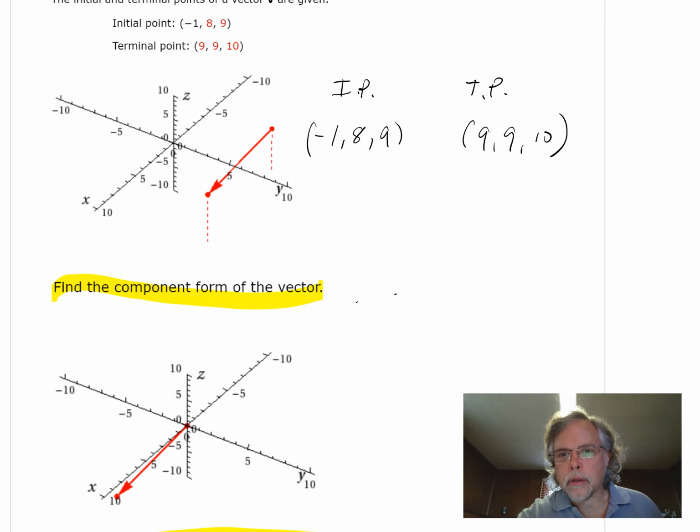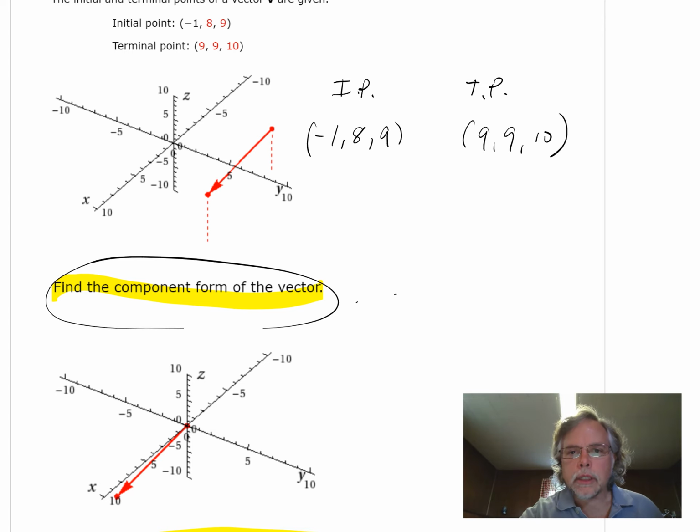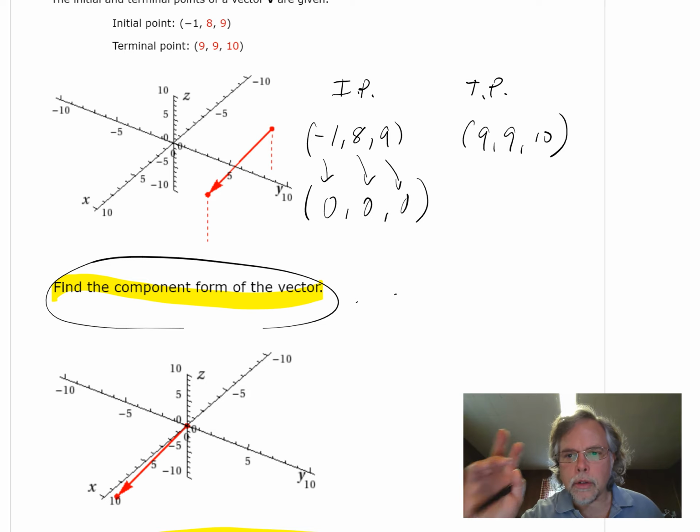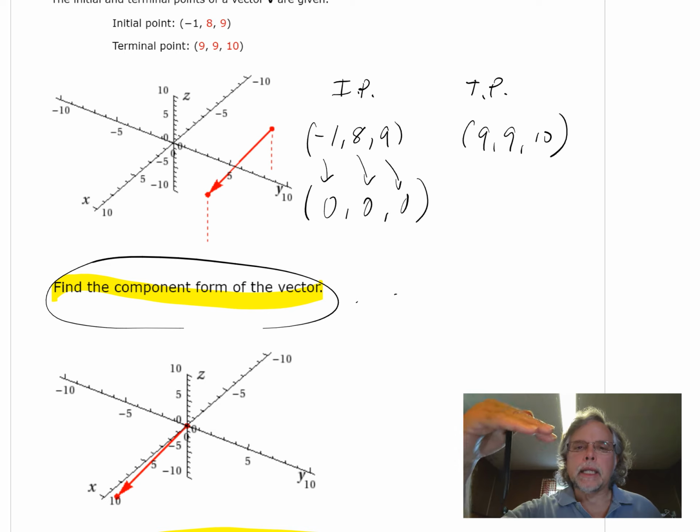Okay, so let's tackle this. So we have an initial point for this vector of -1, 8, 9, and a terminal point of 9, 9, 10. And when we have initial and terminal points given to us, and our job is to find the component form, you can think about that as needing to move the initial point from wherever it is to the origin. And then whatever you do to achieve 0, 0, 0 for the new initial point in each coordinate, you have to do to the terminal point as well.